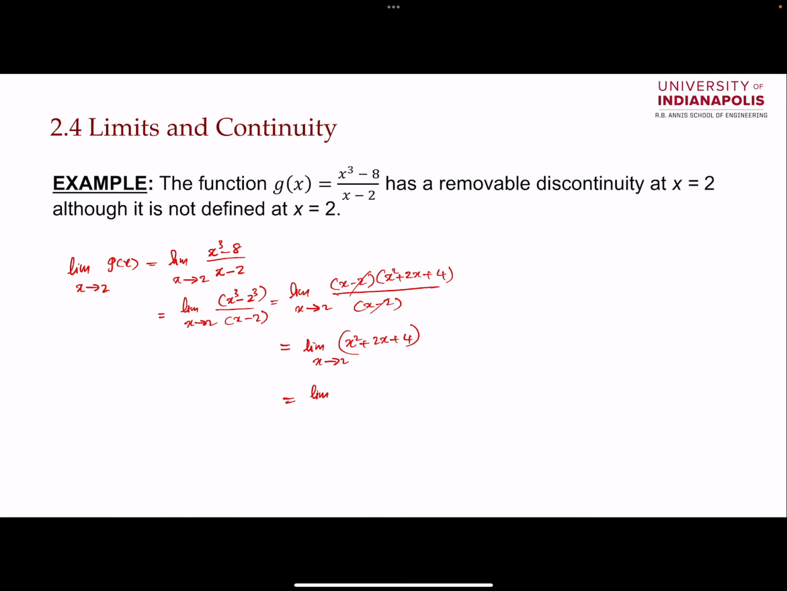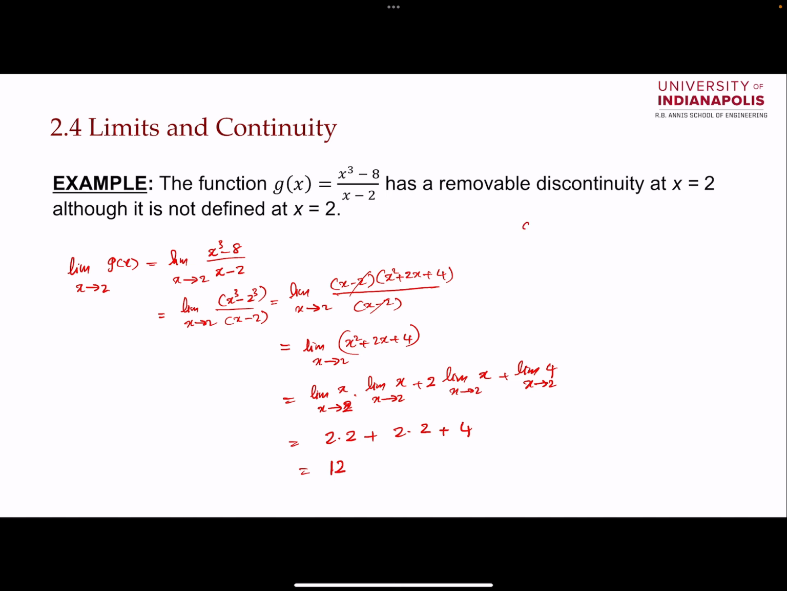This is the limit as x goes to 2 of x, times the limit of x, plus 2 times the limit as x goes to 2 of x, plus the limit as x goes to 2 of 4. So this is 2 times 2 plus 2 times 2 plus 4, so we have 4 plus 4 plus 4, which is 12. Now we see that the limit exists.